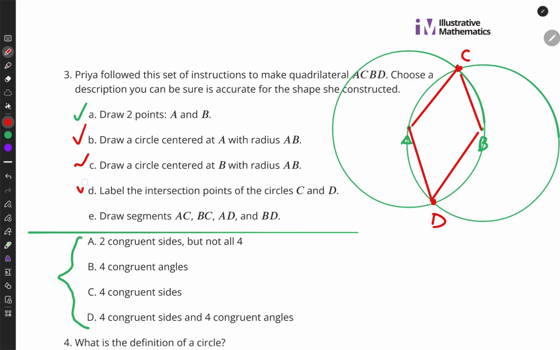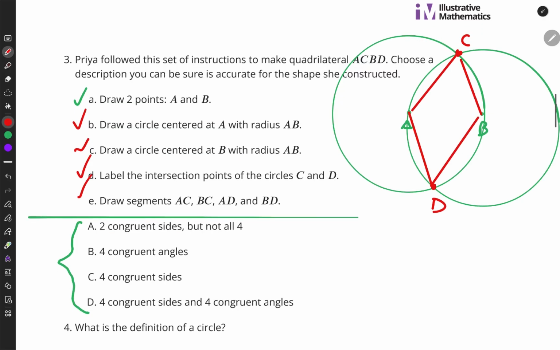Check, check, check. So now we have to say, what did she construct? Well, did she construct a figure with 2 congruent sides, but not all 4? No, because this distance is the same as this, and this is the same as this. So there are at least 2 pairs of congruent sides there. That's wrong. 4 congruent angles? Well, this is a huge angle, and this is a small angle. So already, no, that's not true. That would make this one also not true because it's talking about 4 congruent angles as well. So our only option is C, but yes, these are all 4 congruent sides.